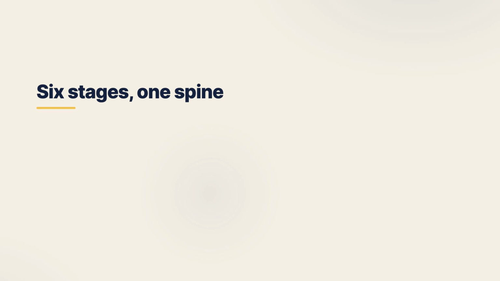6 places where AI adds a door. This diagram is the spine of the whole series. We'll come back to it every episode and shade in the stage we're attacking or defending. So let's walk it left to right. Stage 1 is data, what the model learns from. Tamper with it before or during collection, and you corrupt the model itself. That's data poisoning, and we deep dive it in episode 8.